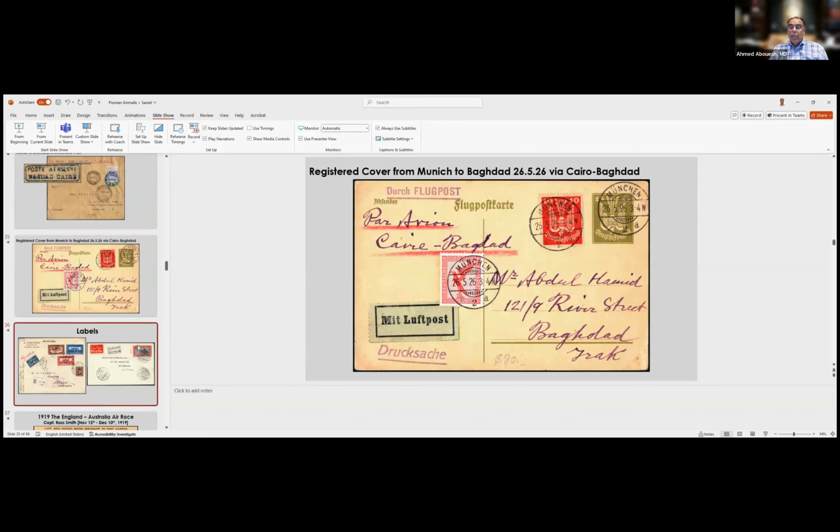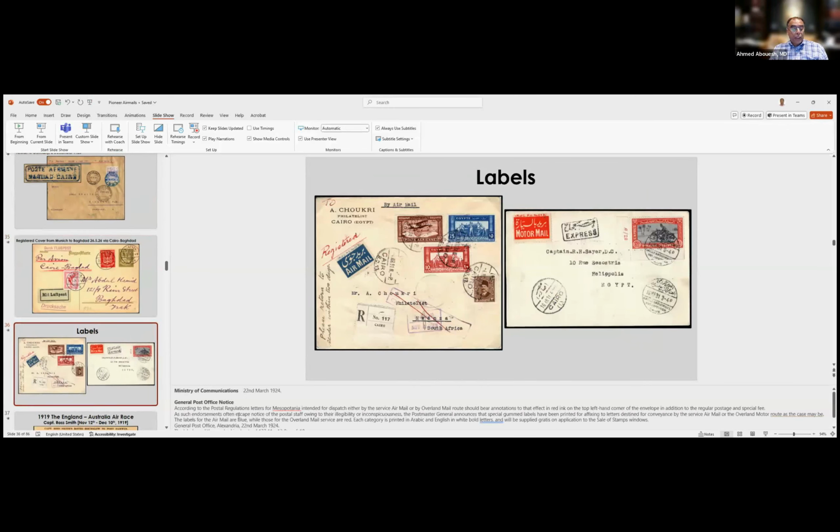So the circular, which came out on March 22nd, 1924, required either the airmail label to be on the left or handwritten, and the motor mail label to differentiate whether the mail was to go by air or overland.